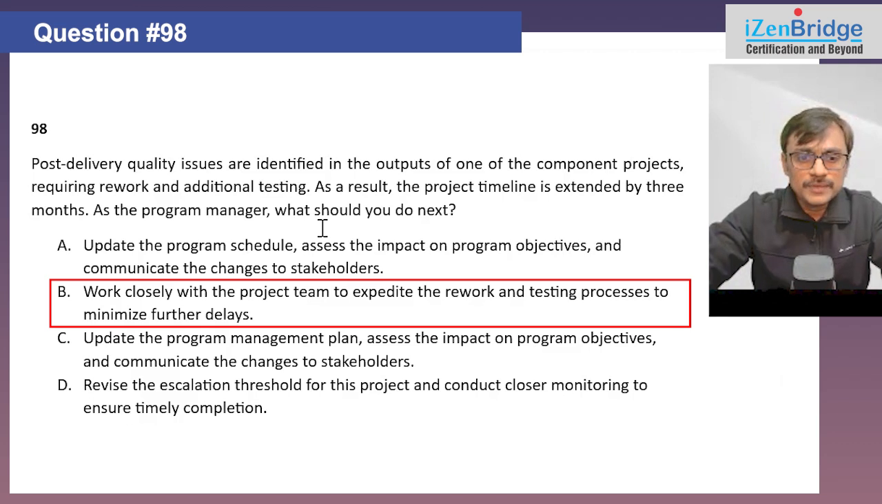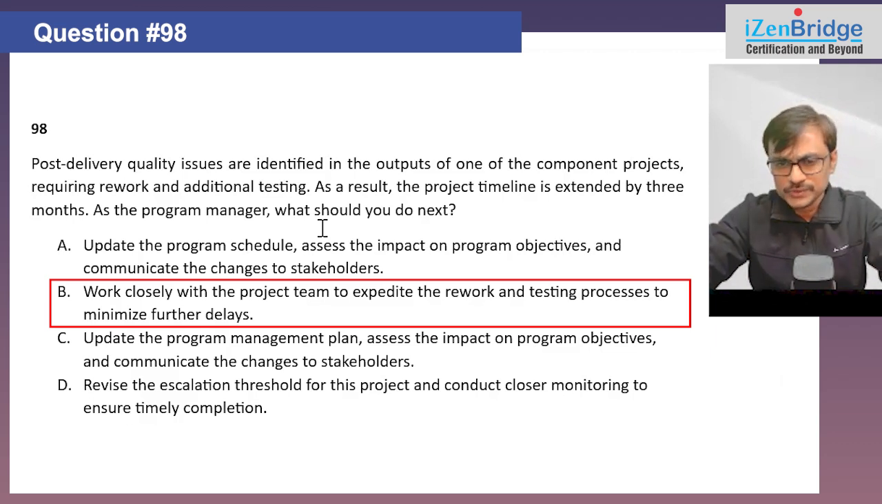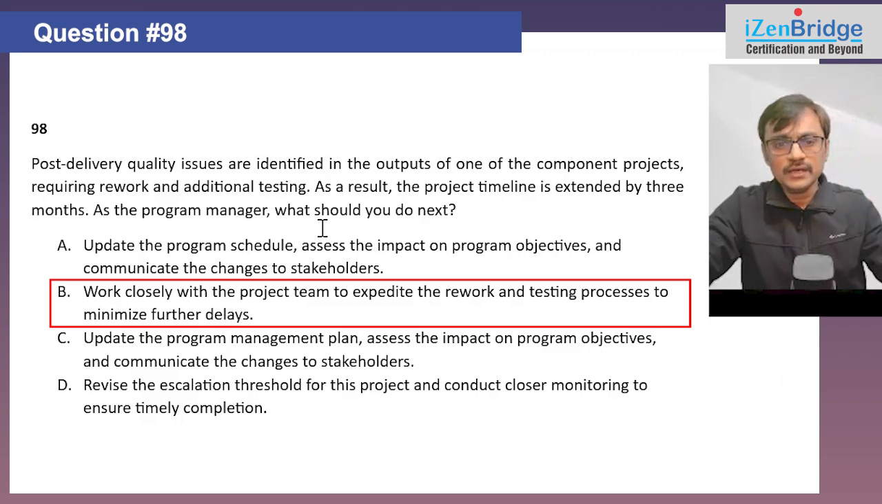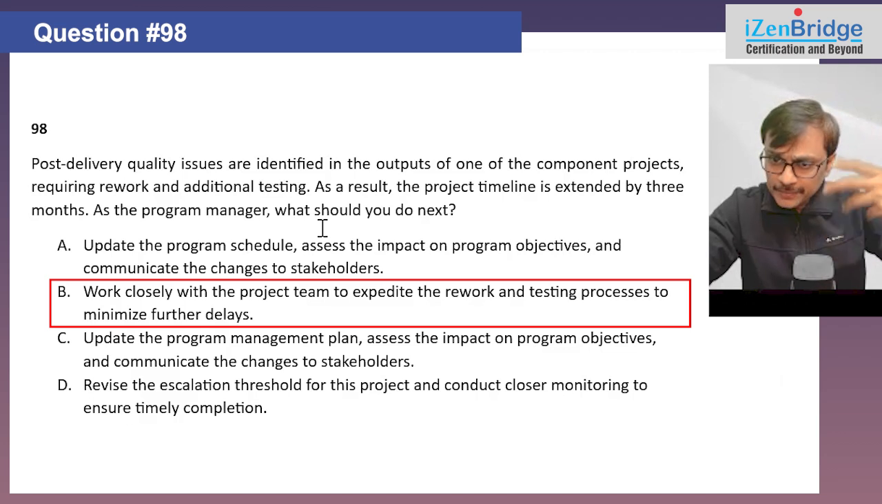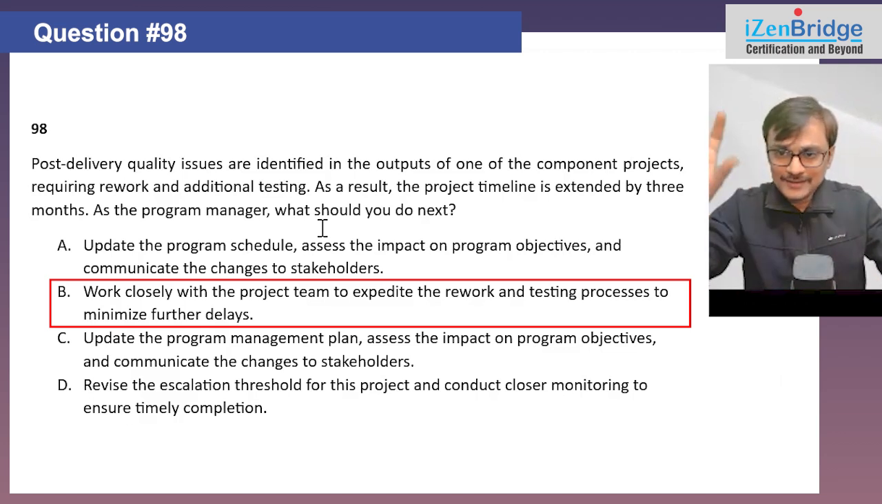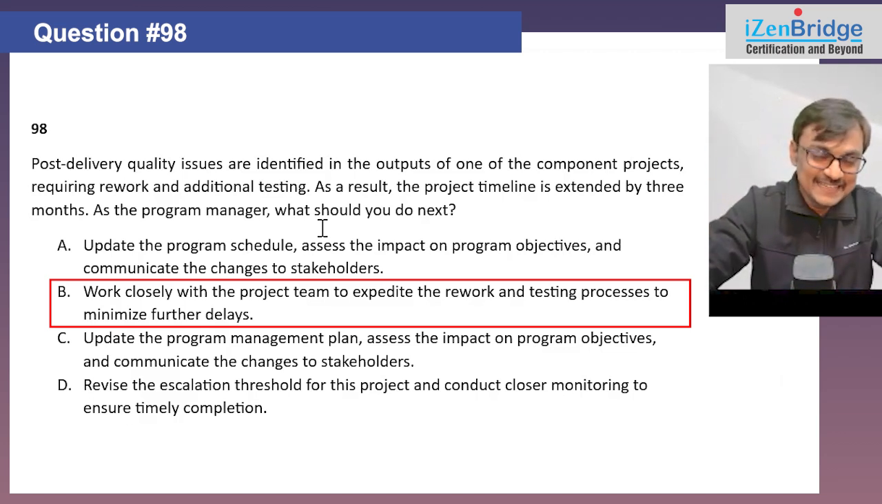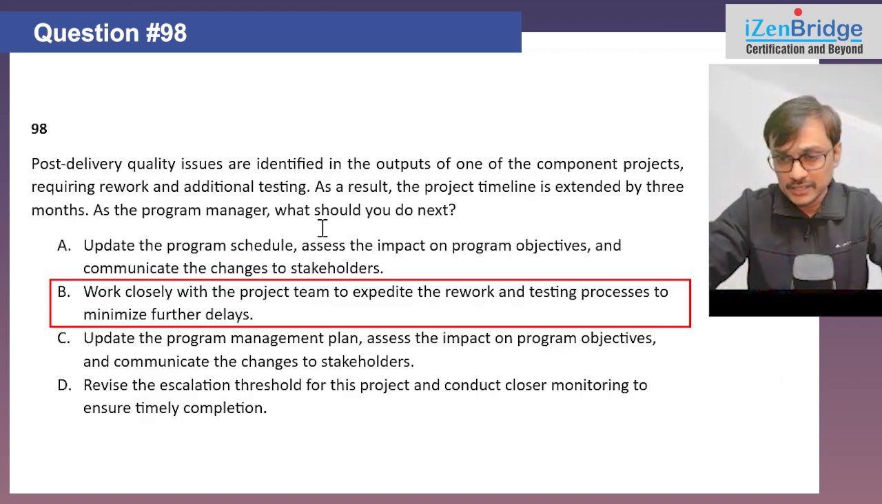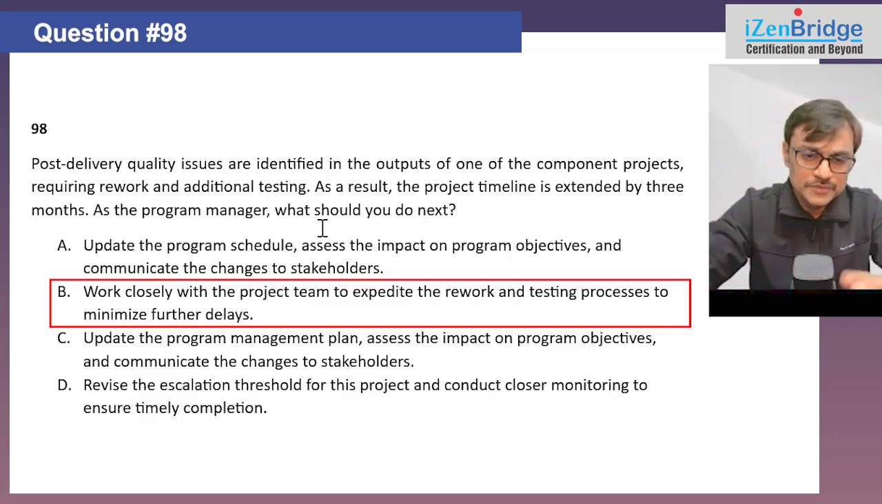Okay. Option B, work closely with the project team to expedite the rework and testing process to minimize further delay. That's obviously you will do. Here you have a situation which is saying the 3 months delay in your delivery and you need additional rework. First, I need to find out how do I incorporate that information in my program management plan. Option A is already giving me an idea. I update my program schedule and do an objective assessment and communicate the changes to the stakeholder. In a way it is directly showing me that option.